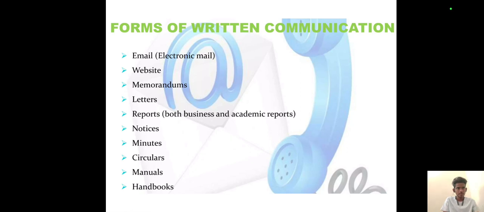And the forms of written communication are email, that is electronic mail, website, memorandums, letters, reports, both business and academic reports, notices, minutes, circulars, manuals, and handbooks. These are the forms of written communication.